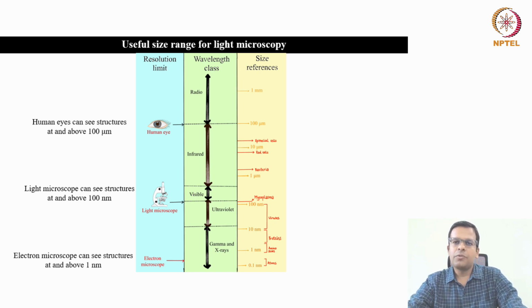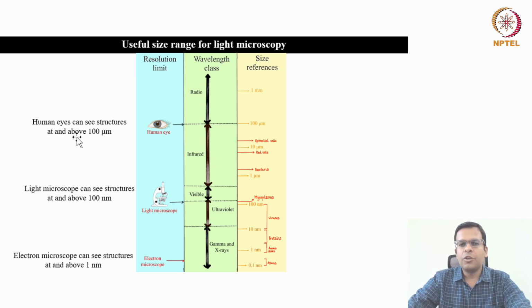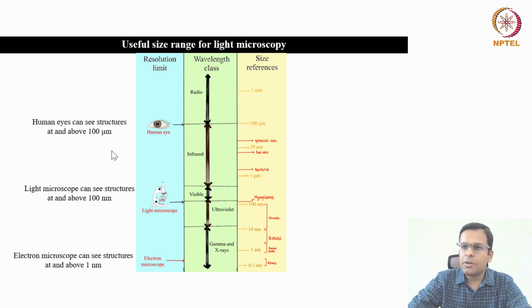Now coming to the useful size range for light microscopy. As you can see, our human eyes can see structures at or above 100 micrometers. But we cannot see something smaller than 100 micrometers. Our eyes cannot resolve any structure smaller than that. Light microscopes can see structures at and above 100 nanometers, and the electron microscope can see structures at and above 1 nanometer.